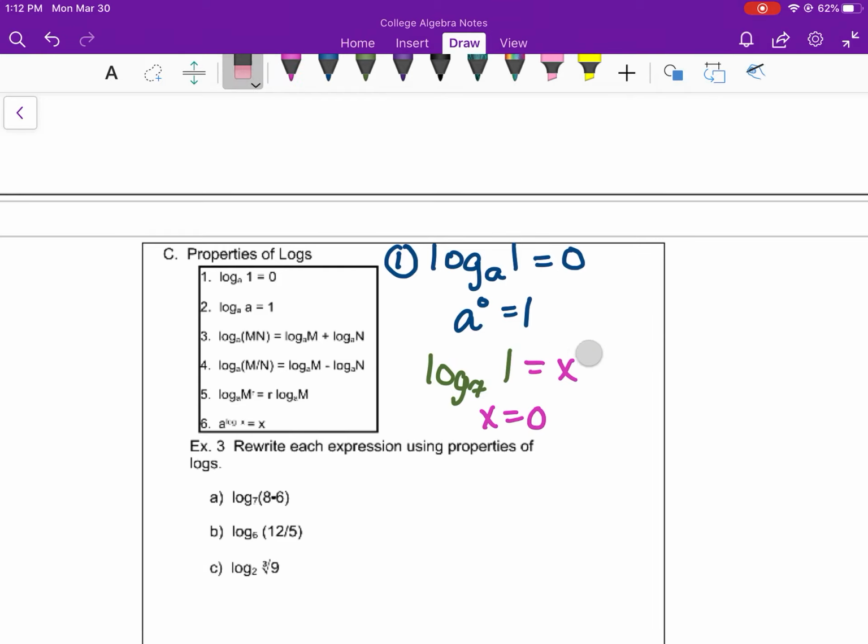Let me write that differently. Log a of 7 equals 0. Why is that?